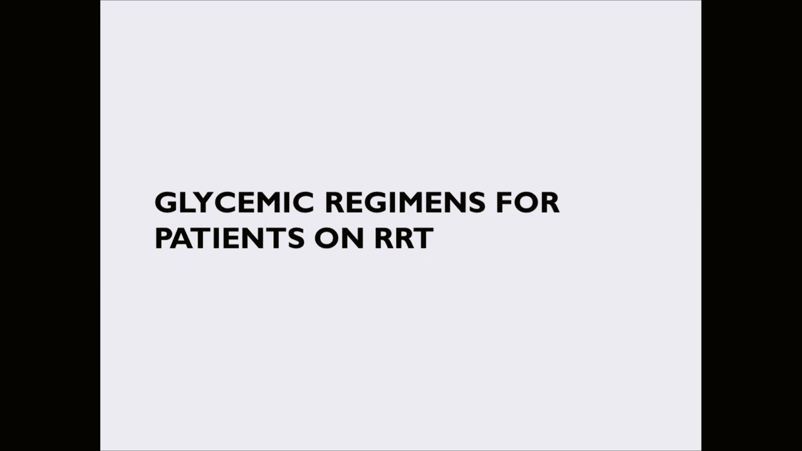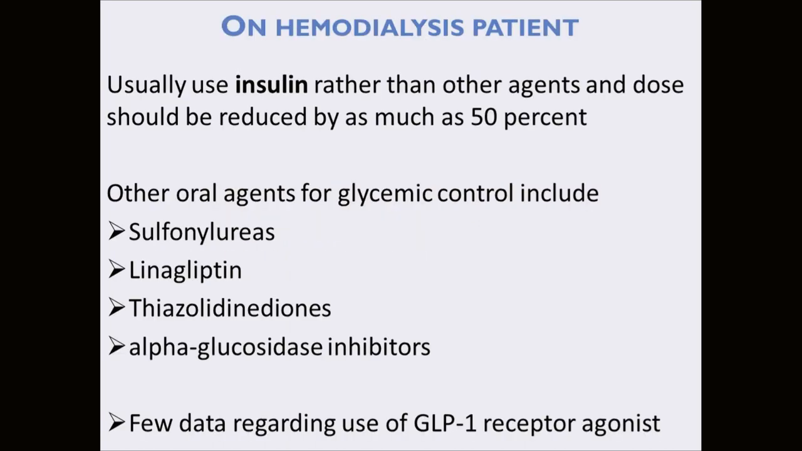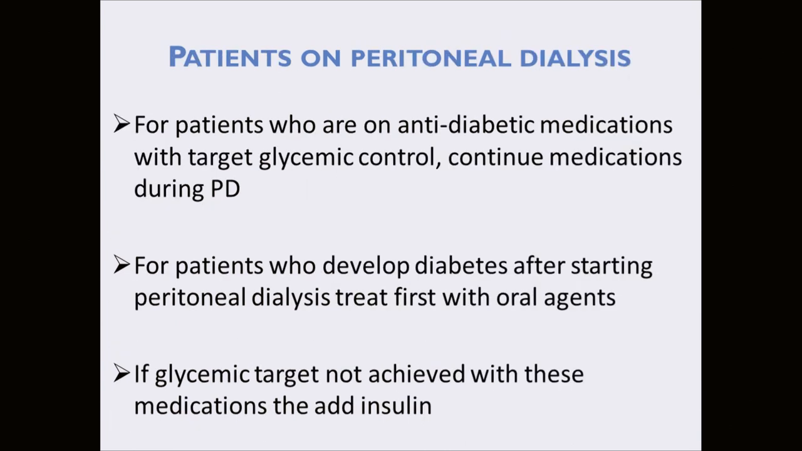Now, treatment of patients on renal replacement therapy. First, the hemodialysis patient. In this patient, insulin is the choice, but the dose should be reduced by around 50%. Other drugs can be used, like sulfonylurea and linagliptin, and there are few data regarding use of GLP-1 receptor agonist. Patients on peritoneal dialysis.